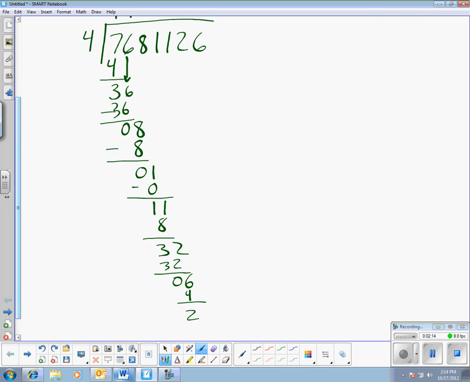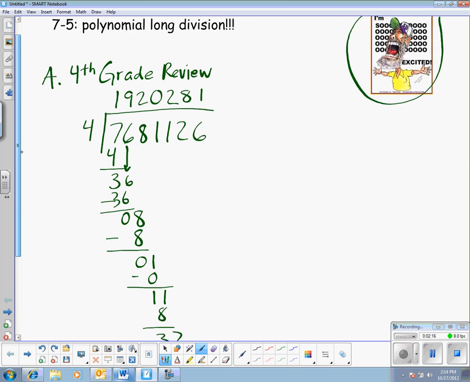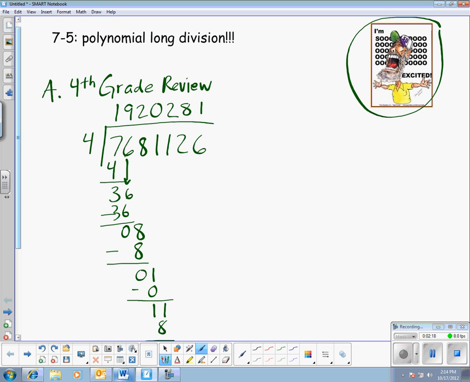Now there are a couple ways that you could deal with this extra 2. You could go 0.000 and get some more decimal places. I remember the first time I learned it, I would say R2, meaning there were 2 left over after I divvied up the 7681126 among 4 different people.